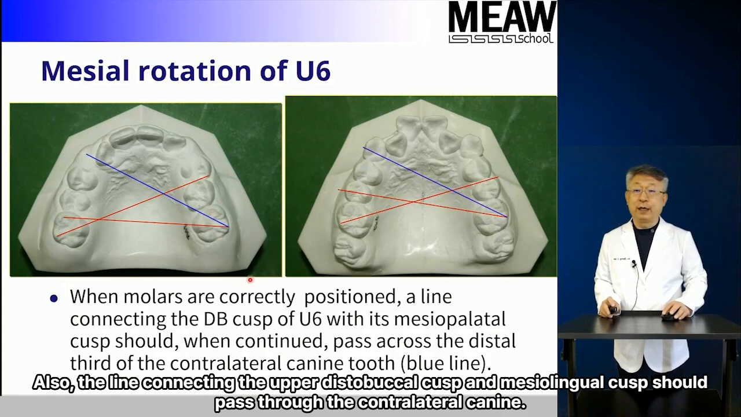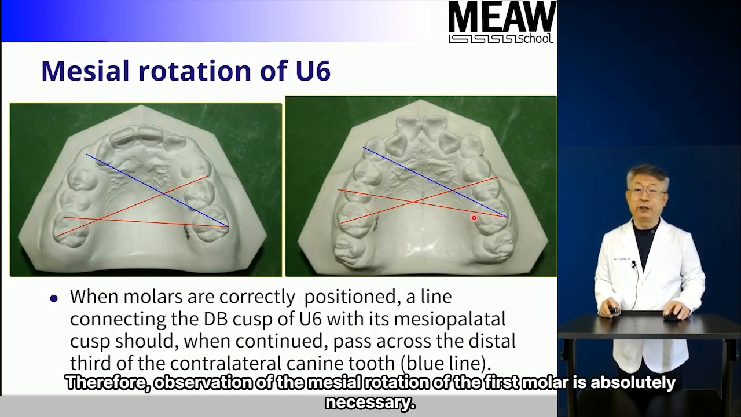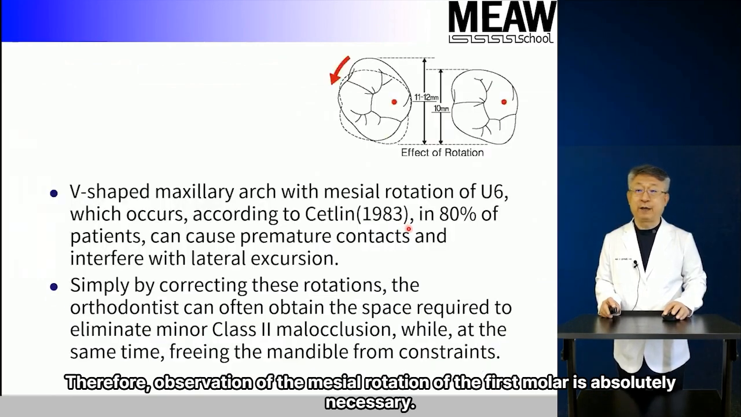Also, the line connecting the upper distobuccal cusp and mesiolingual cusp should pass through the contralateral canine. However, if the upper first molar is mesially rotated, this connecting line is located posteriorly, not at the canine. Therefore, observation of the mesial rotation of the first molar is absolutely necessary.